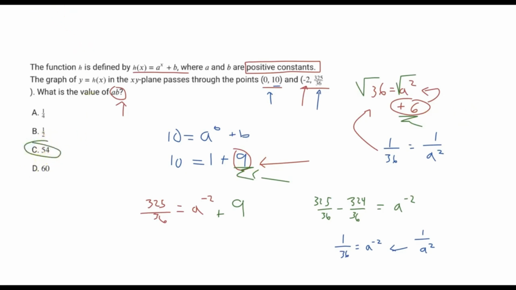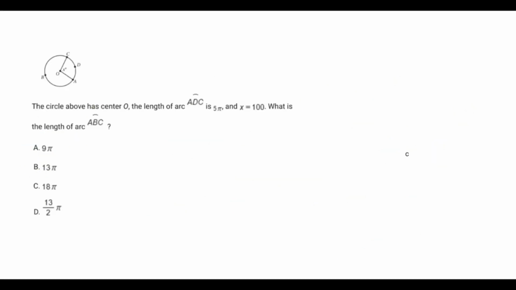This problem says that the circle above has a center O, the length of arc ADC, the minor arc, is 5 pi, and x equals 100. What is the length of arc ABC?